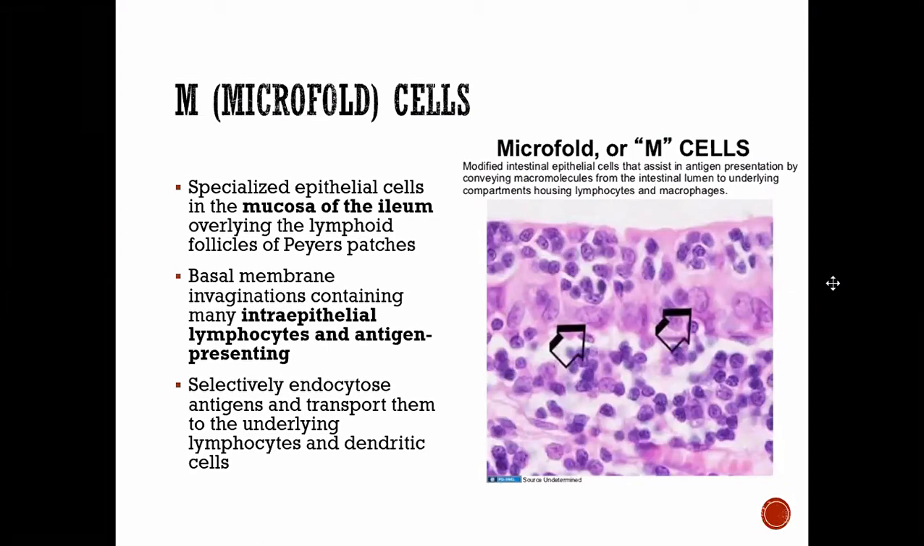So this is the basal membrane invaginations containing many intraepithelial lymphocytes and antigen presenting cells. They selectively endocytose antigens and transport them to the underlying lymphocytes and dendritic cells. Dendritic cells, again, the origin is nervous, no? Dendrites.